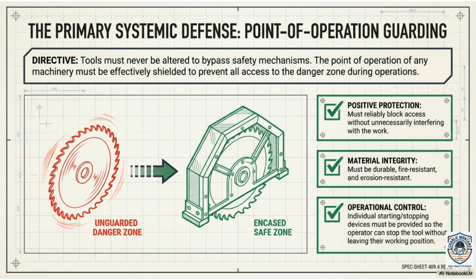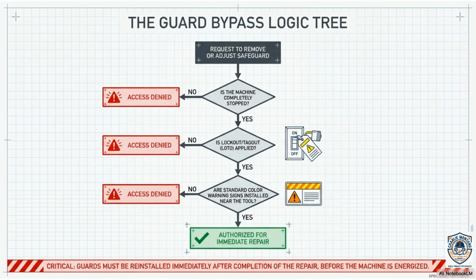The primary systemic defense is point of operation guarding. Tools must never be altered to bypass safety mechanisms. Guards must provide positive protection, possess material integrity, and allow for operational control, ensuring a safe zone. To remove or adjust a safeguard, the guard bypass logic tree must be followed. The machine must be completely stopped, lockout/tagout applied, and standard warning signs installed. Guards must be reinstalled immediately after repair.